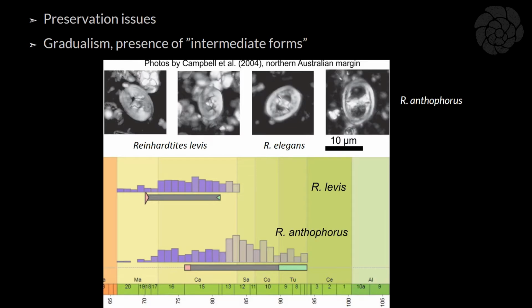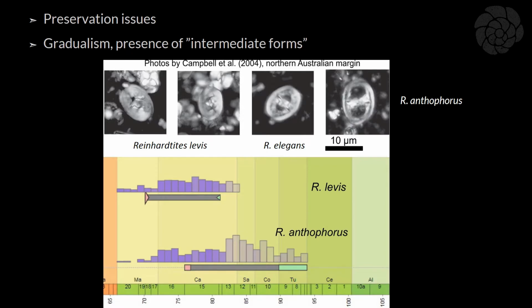And as recrystallization occurs, the inner cycle of anthophorus, this inner cycle, tends to be overgrown and fills the central area, fills the pores, making it look like levis. So this is the issue that we have here. On top of that, there is actually some gradualism.